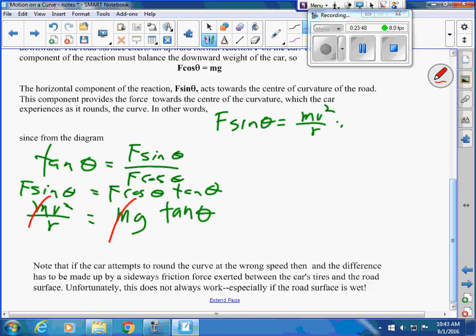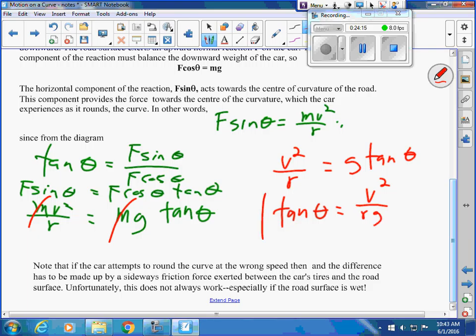Okay, so I'm going to get v squared over r is equal to g tan theta. Now what we want to know is the bank, the theta. So we usually write this formula like this: tan theta is equal to v squared over rg. We take the g down there. This is the formula that you use to determine what angle your curve should be banked at. This is the formula derivation, once again.